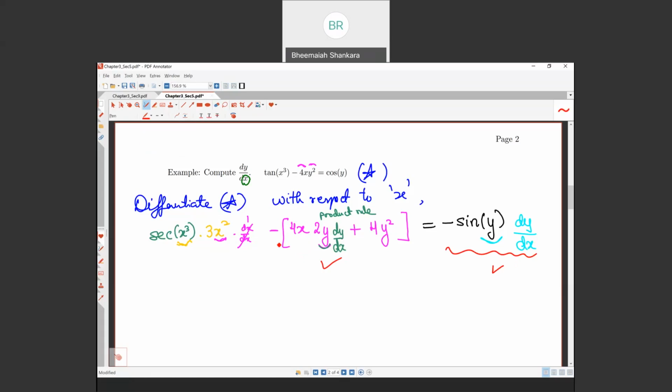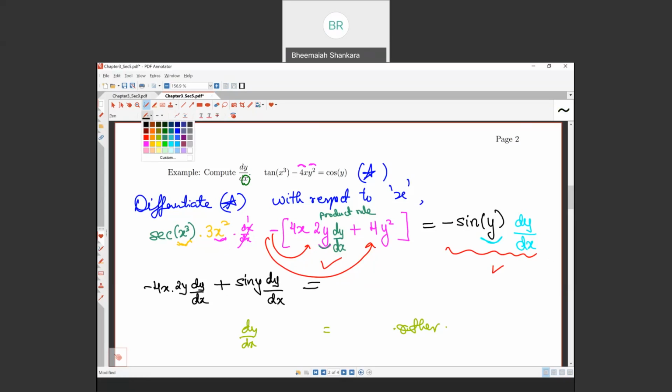But for term 1, you have a negative sign outside. So distribute the negative to both the terms. And after distributing the negative, let us group all the dy over dx on one side and all the other terms on the other side. So this is our grouping pattern. So we have a negative 4x 2y dy over dx on the left, and the sine y dy over dx on the right. We want to move it to the left, so it becomes a positive term, sine y dy over dx equals, on the left we have two terms without dy over dx.